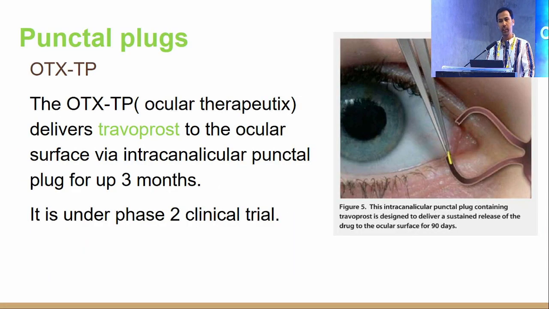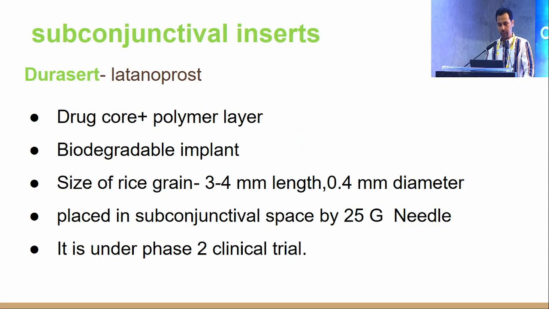Then we have the punctal plugs, the ocular therapeutics. The punctal plugs slowly elute the drug onto the tear film, and these can stay up to 3 to 6 months. Then you have some subconjunctival inserts. These are very small, the size of a grain, and need to be implanted, but they need a procedure either in the OPD or in the theater. They need to be implanted under the conjunctiva.